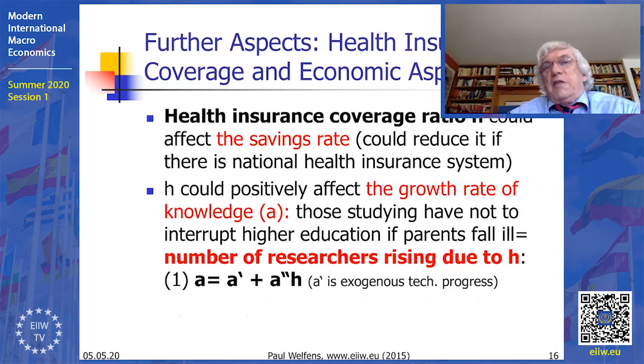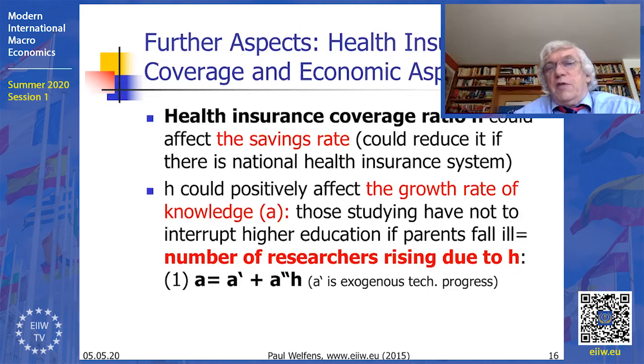Yeah, the health insurance coverage ratio h could actually affect the savings rate. We would normally think it will reduce the savings rate if there is a national health insurance system. If you have no national health insurance system, then many people, if they can afford this, will want to have high savings for the day when they fall ill, because then they will face bills from the hospital, from the doctors, which have to be paid.